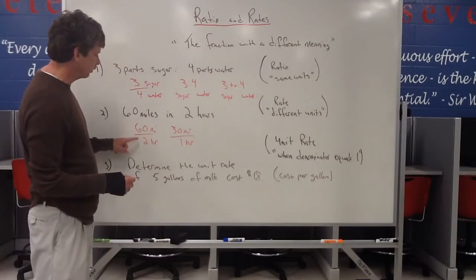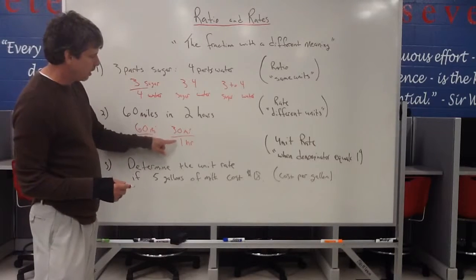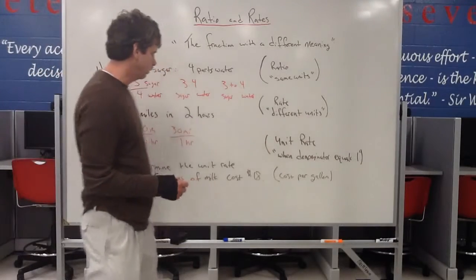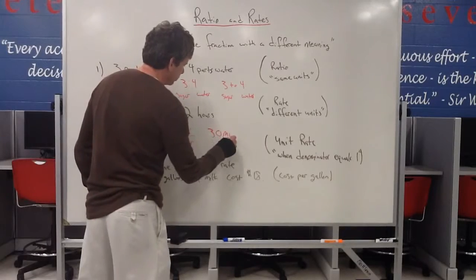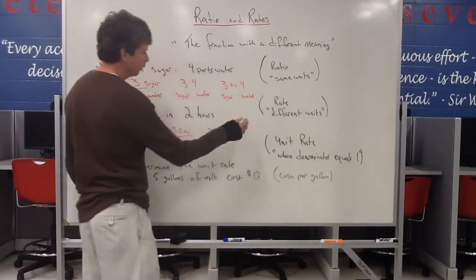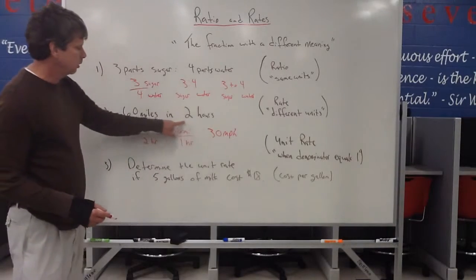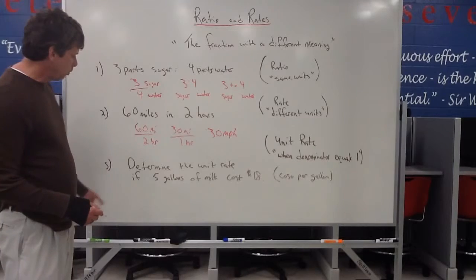So 60 miles in 2 hours would be a rate, but more specifically, if I divide that out, 30 miles in 1 hour becomes what we refer to as a unit rate. A lot of times you may see that as 30 mph, 30 miles per 1 hour. But if I want to write that back out, it would look more like a fraction. Okay. Let's look at one more example.